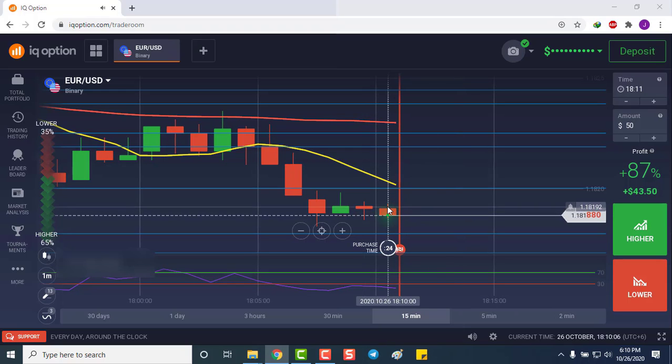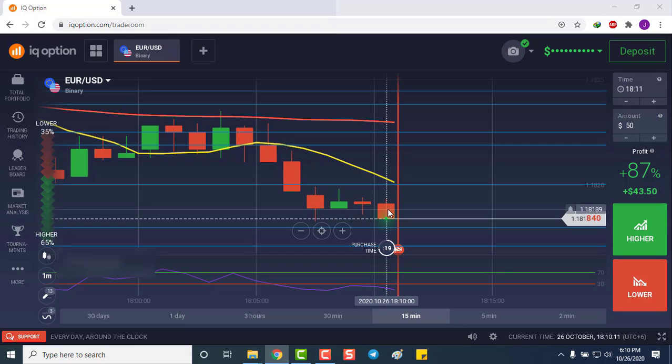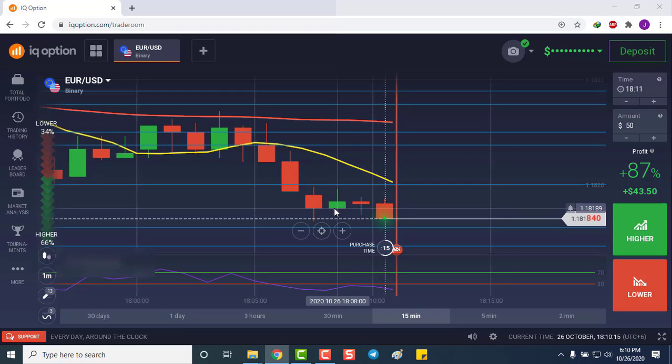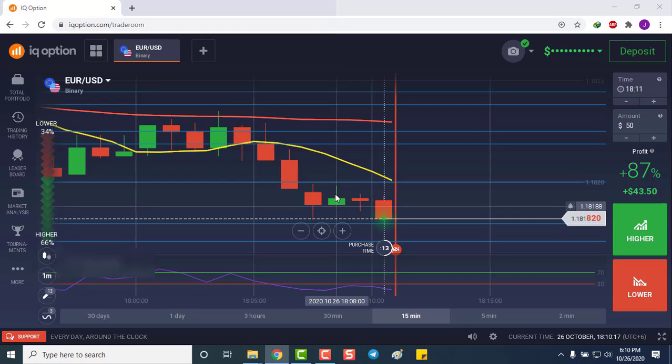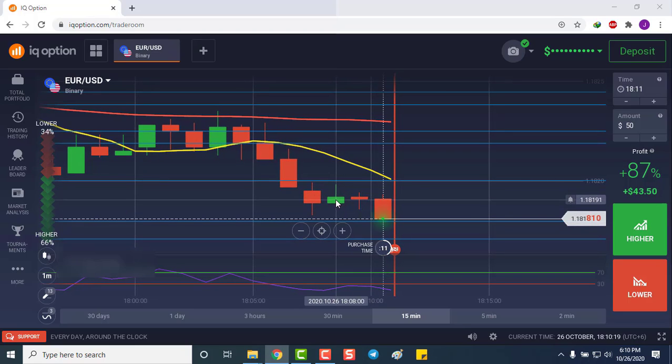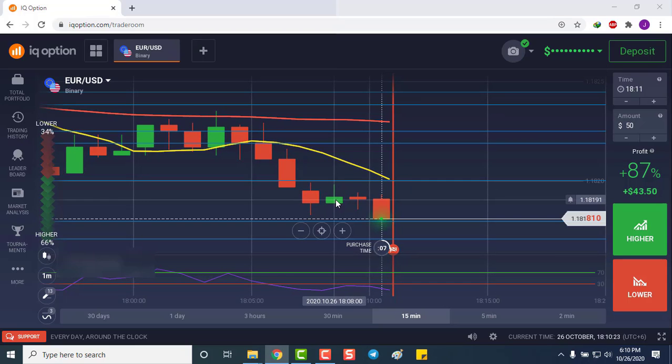We can go for another lower option here, but I am not taking any risks, because here we can see a weak level. So let's wait for another good signal, and we will place our trade.